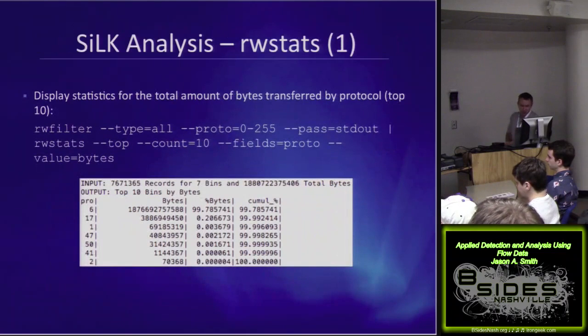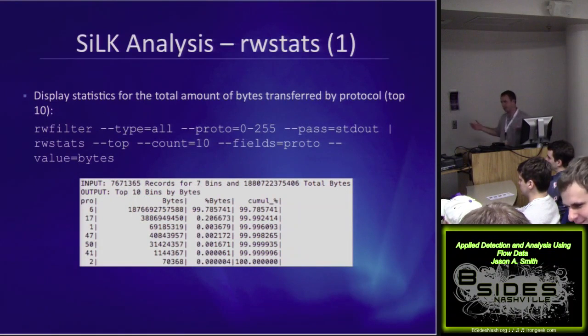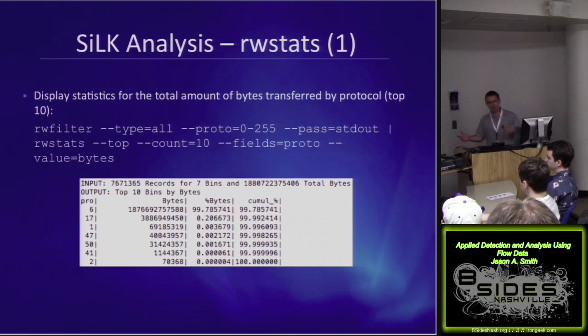Here is an example of RW stats. It's doing some stats on a top 10 amount of bytes transferred by protocol. So this obviously only lists just a few, and that's because in the sample data, I said I want a top 10, and it says, well, there's only 7 protocols for this amount of time, so I'm going to give you 7 protocols. Again, this is listed by bytes. You can separate it out and have it listed by records, or you can separate it out by packets, and you can also do distinct values. So I want to know how many distinct IP addresses were seen by each protocol or anything like that.